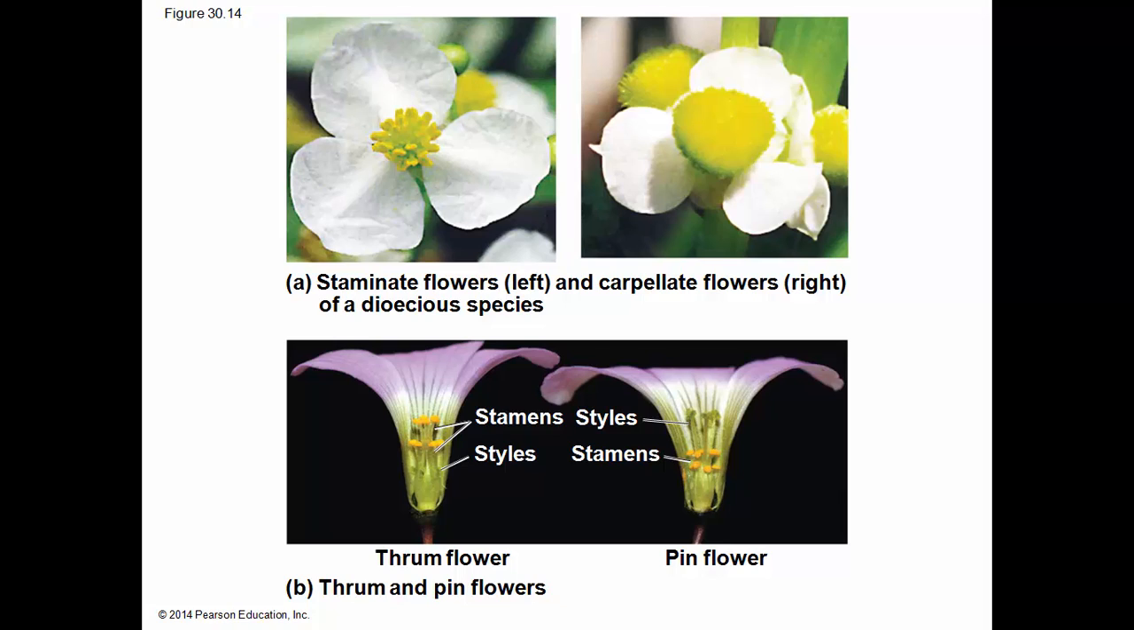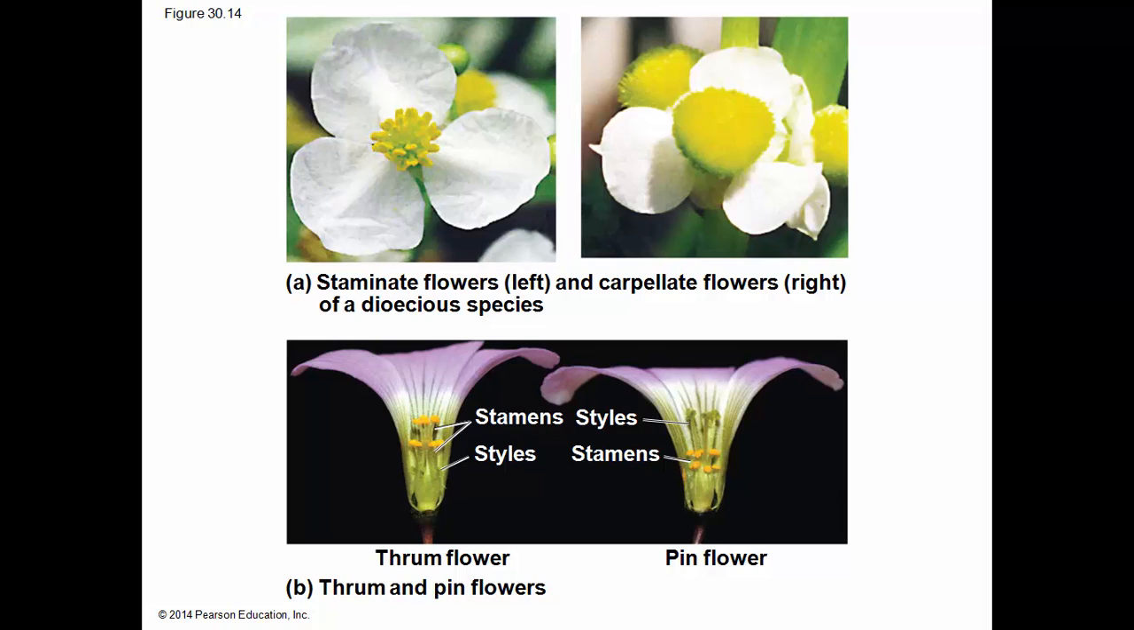Okay, so this is an arum. Sagittaria latifolia, the common arrowhead. It's dioecious, so it has plants that produce only staminate flowers on the left and plants that produce carpellate flowers on the right. And some species, such as the alpine wood sorrel, produce two types of flowers on different individuals, called thrums, which have short styles and long stamens, and pins, which have long styles and short stamens.